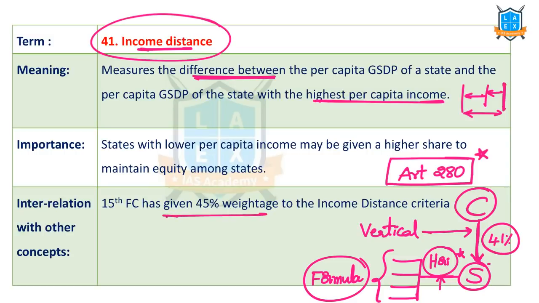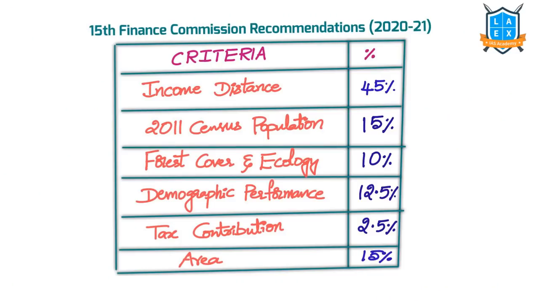There is 45% weightage given to this fiscal or income distance. States with lower per capita income get more money because that is given more weightage. Less per capita, high per capita, distance is more. As the distance is more, there are more grants or more devolution under the Finance Commission. So this is the 15th Finance Commission criteria on devolution.